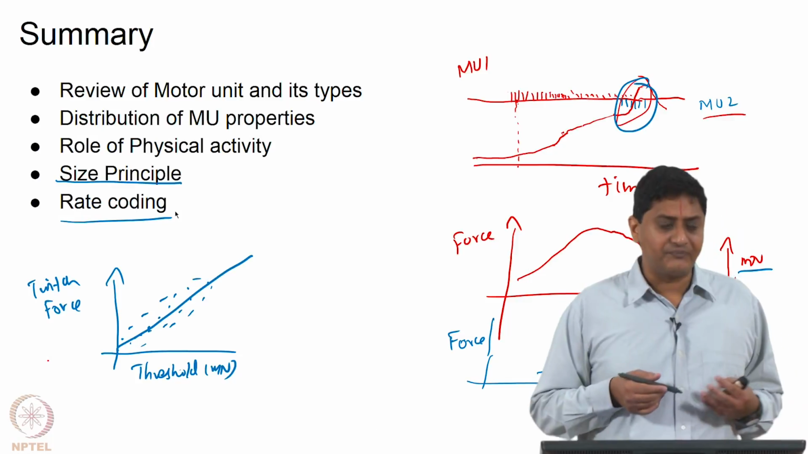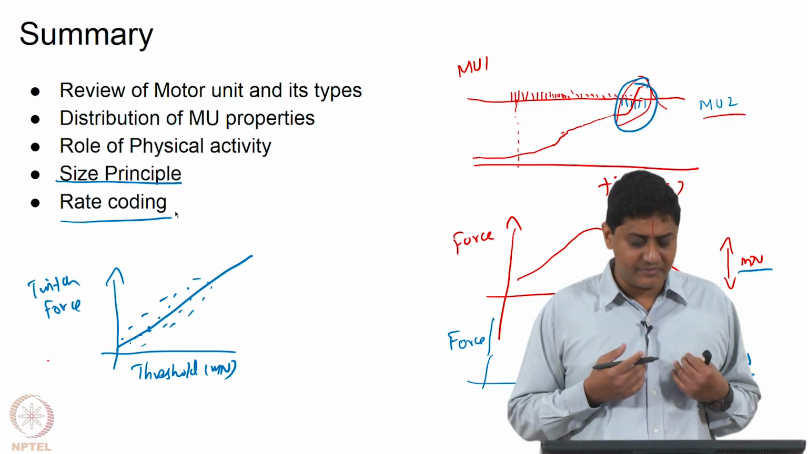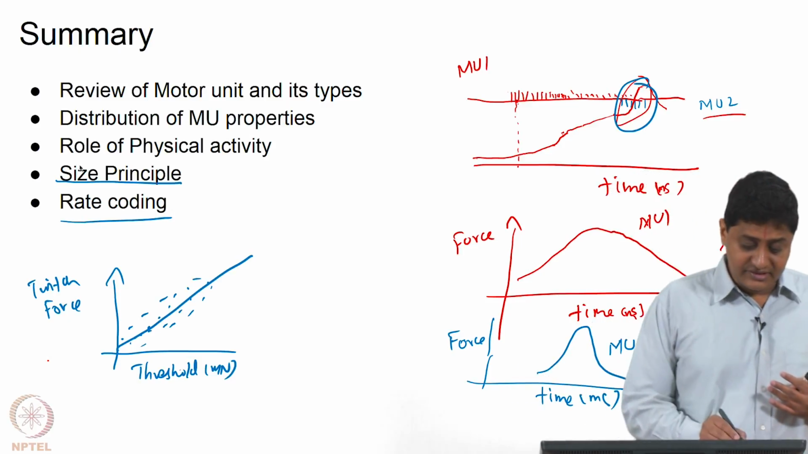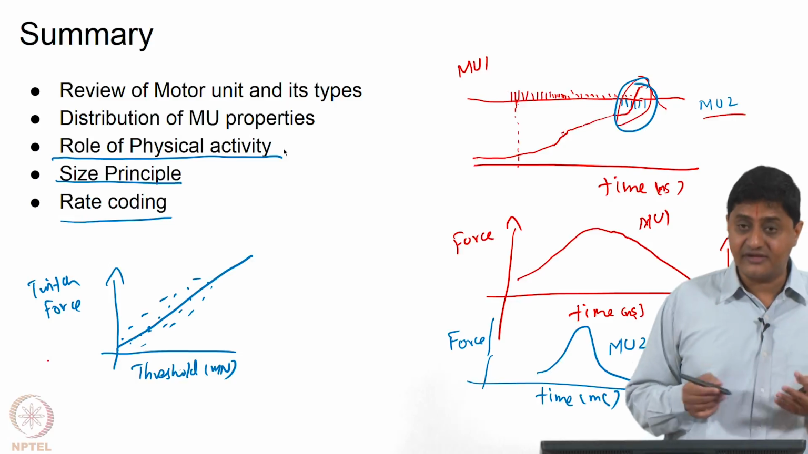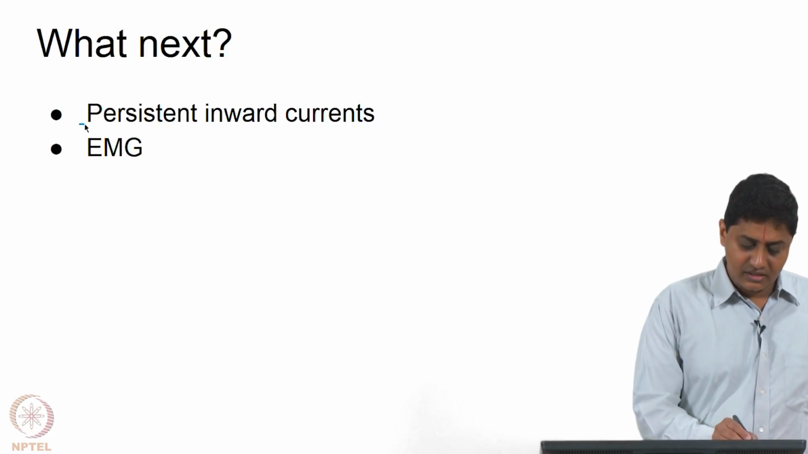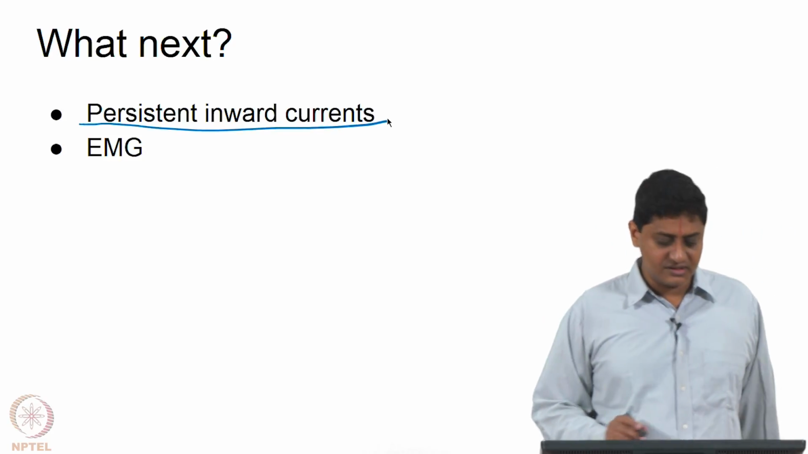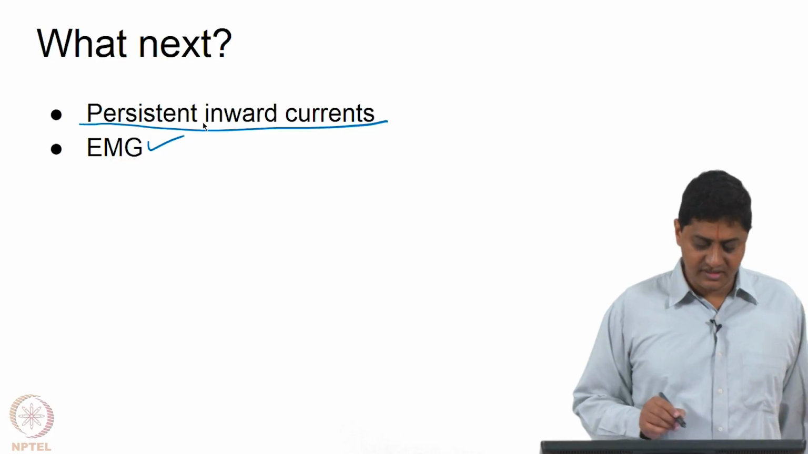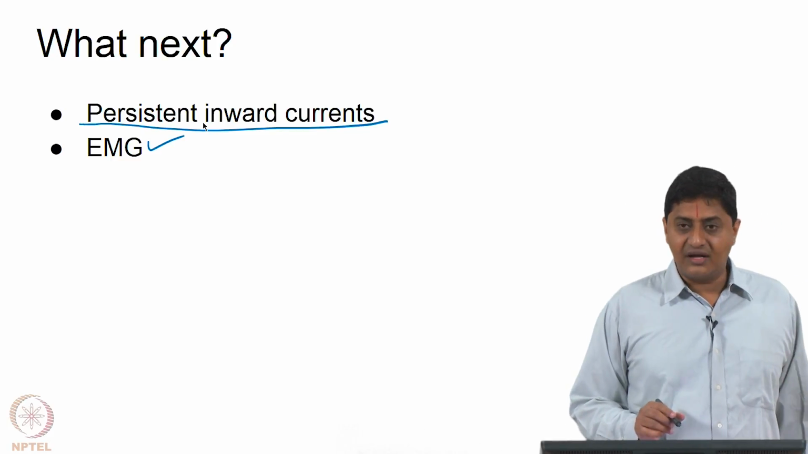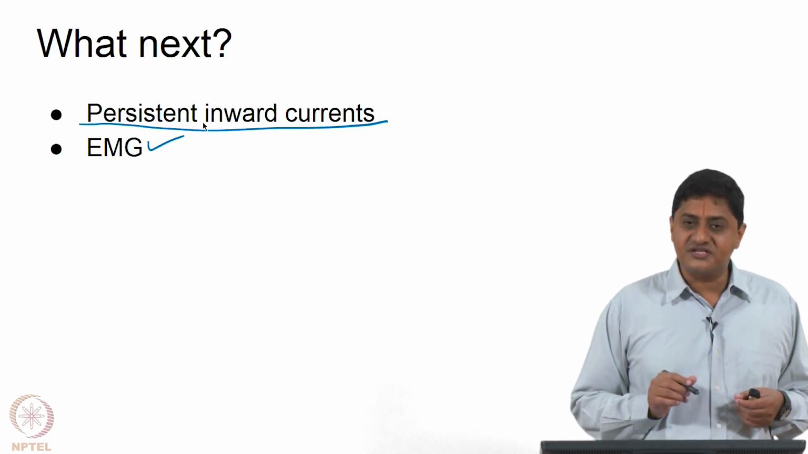We also reviewed motor units, how the motor unit properties are distributed across this, and we discussed the critical role of physical activity in day to day functioning. The joker in the pack is what is called persistent inward currents, and EMG. This is in the next class. Persistent inward current I am calling the joker in the pack, because this changes everything.